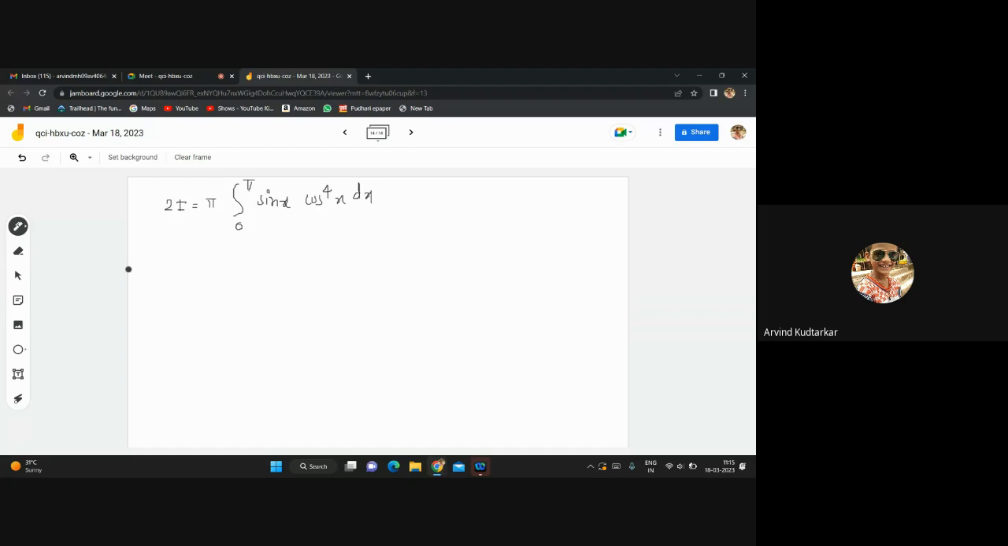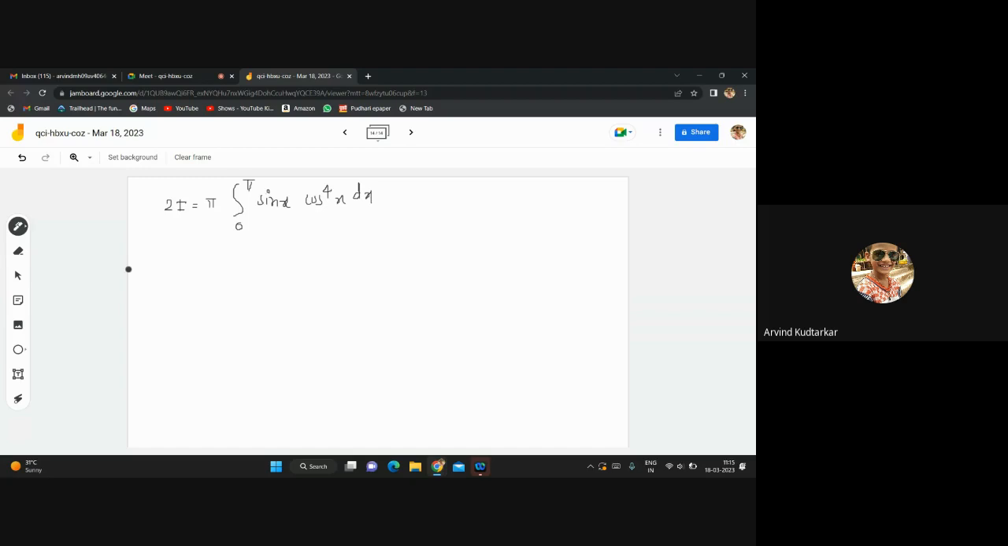And the derivative of x with respect to x is dx, that is equal to dt. So sin x dx is minus dt. Along with that, their limits will change.